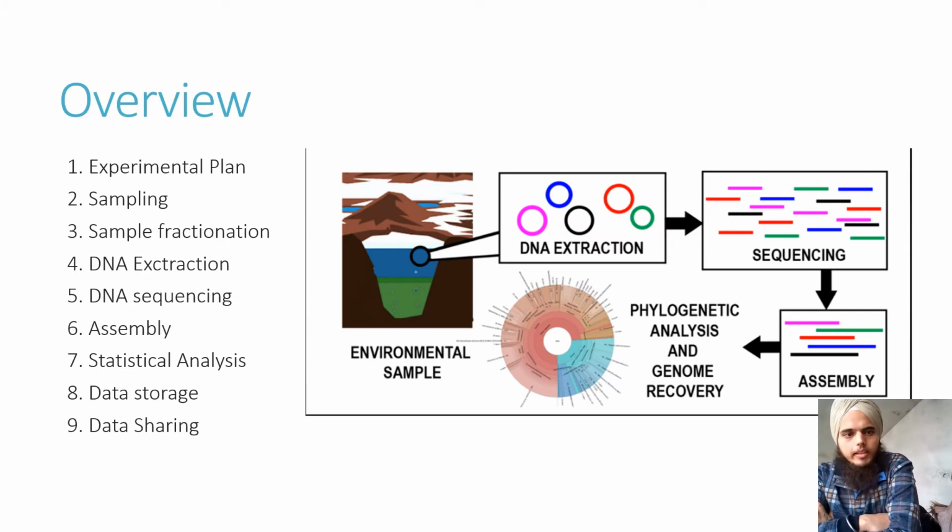Next, the experimental plan is that first of all we get a sample from the particular site, then we fractionate the sample as per any requirements for sample preparation. Then we extract the DNA using kits available in the market. Then we go for DNA sequencing. After sequencing, we assemble the DNAs in libraries like complementary genomic DNA libraries. Then we perform a statistical analysis with the help of bioinformatics. Then we store the data and share as per the need.